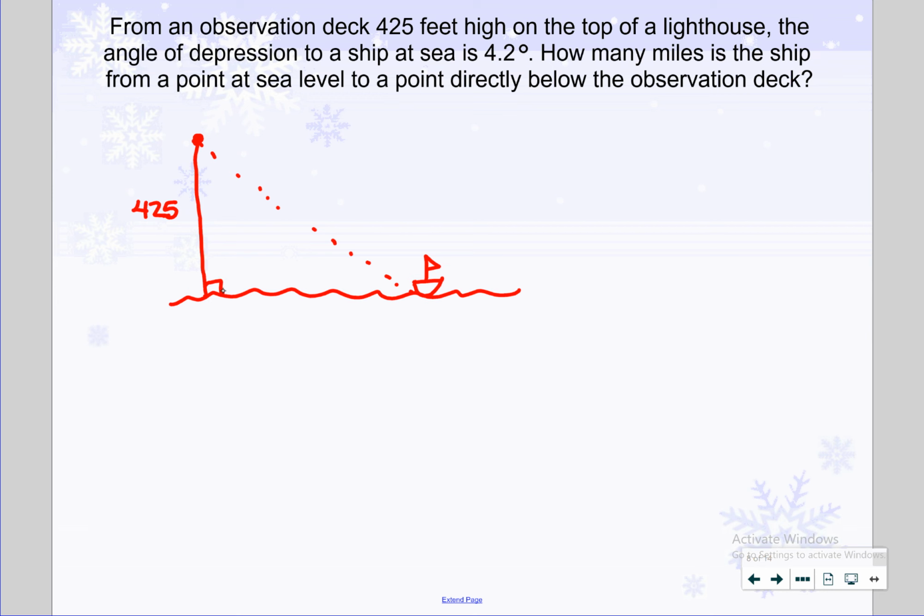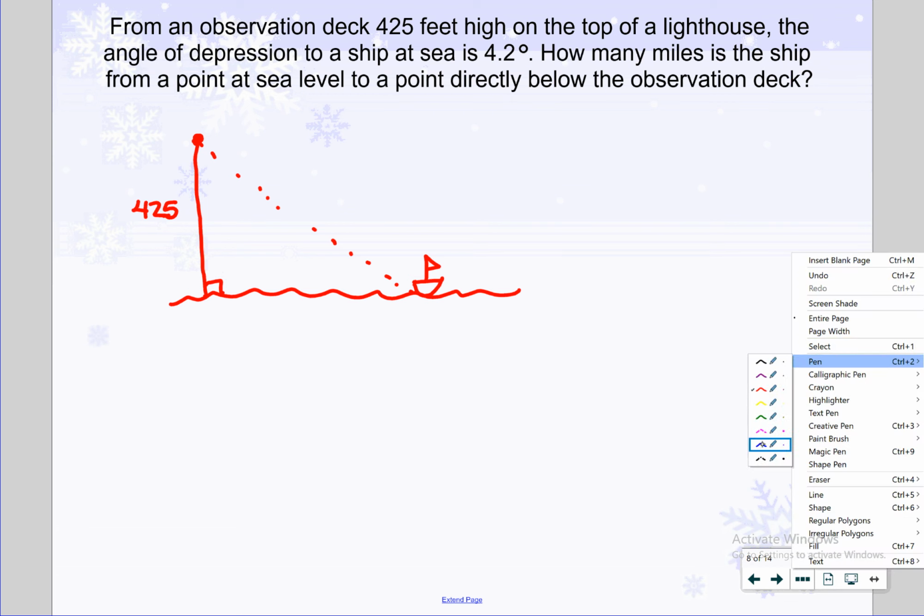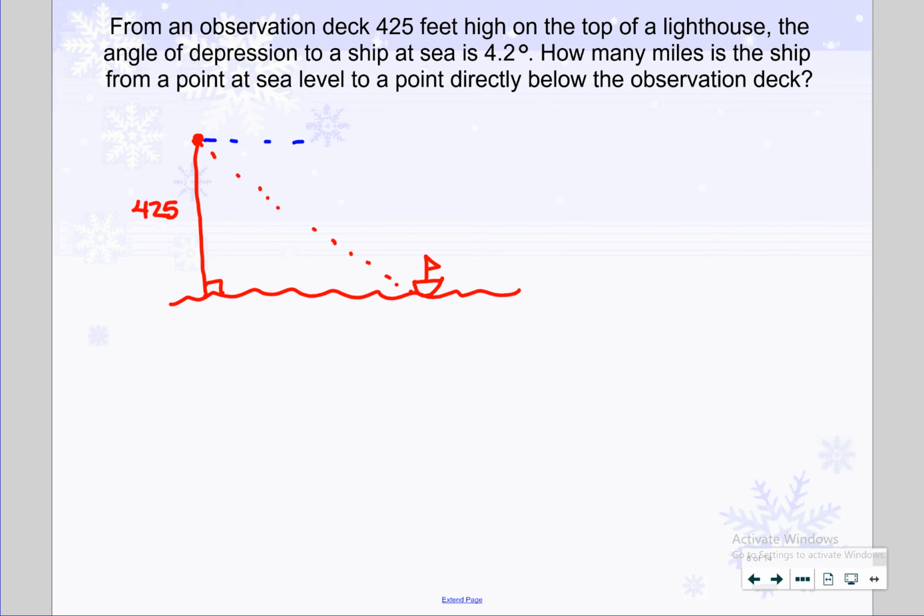And the angle of depression is 4.2 degrees. So remember, an angle of depression, imagine you're at the top of that lighthouse. You're looking out, you're looking down. The angle between those is 4.2 degrees. This is an example where that's not inside my triangle. So I'm going to instead label, or also label, the angle of elevation, which is, if you're in the boat, looking up instead. It's 4.2.